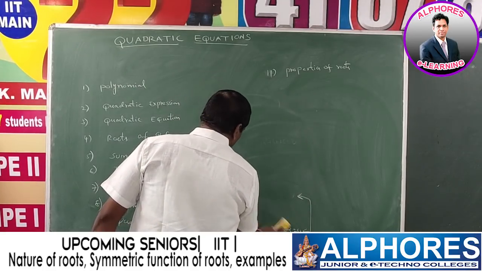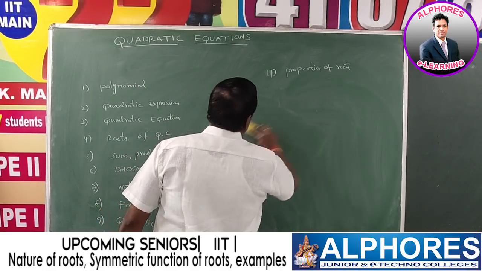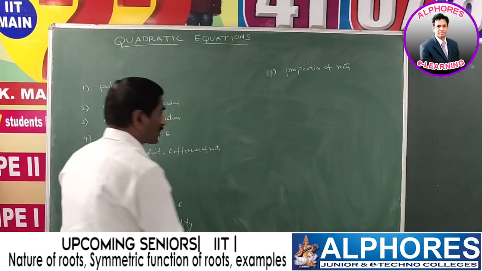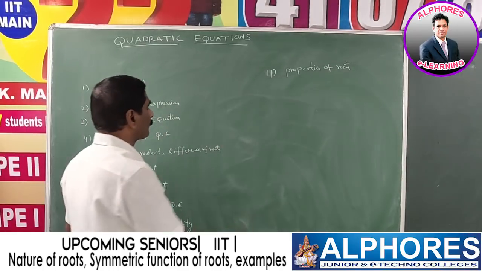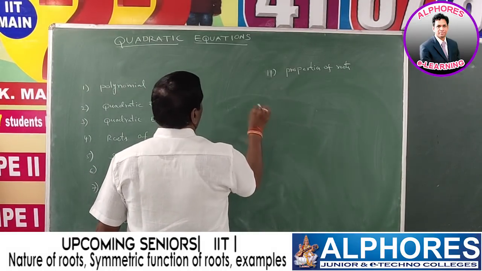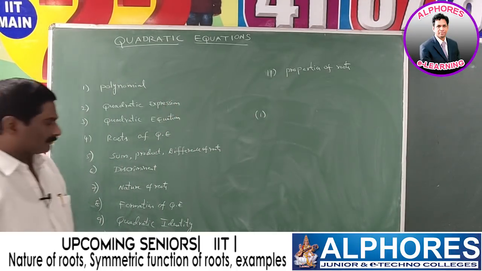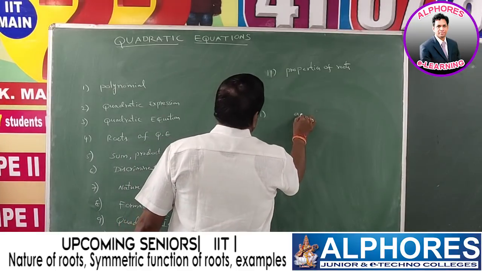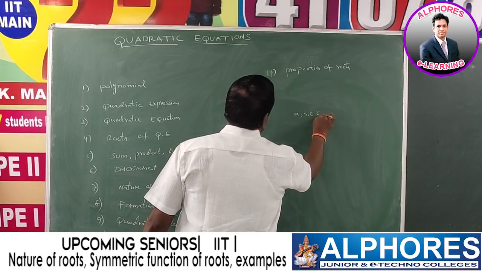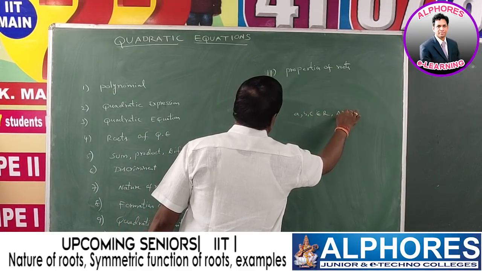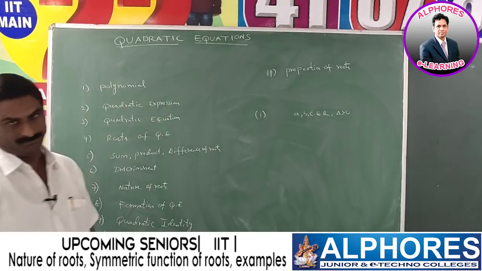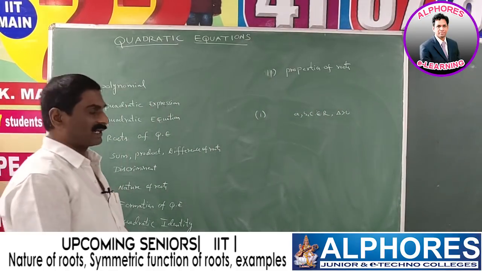In properties, we discuss some cases. First one, let a, b, c belong to real numbers and delta greater than 0. That means the roots are real.